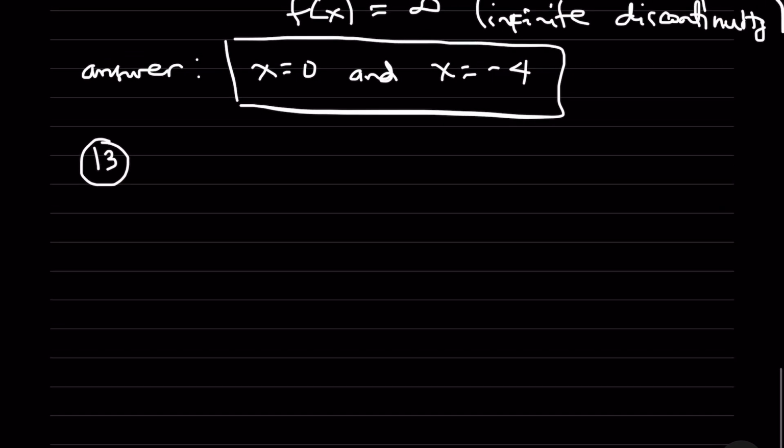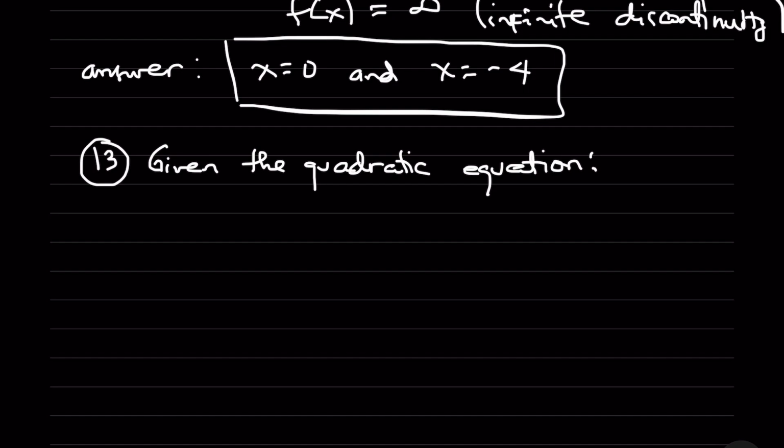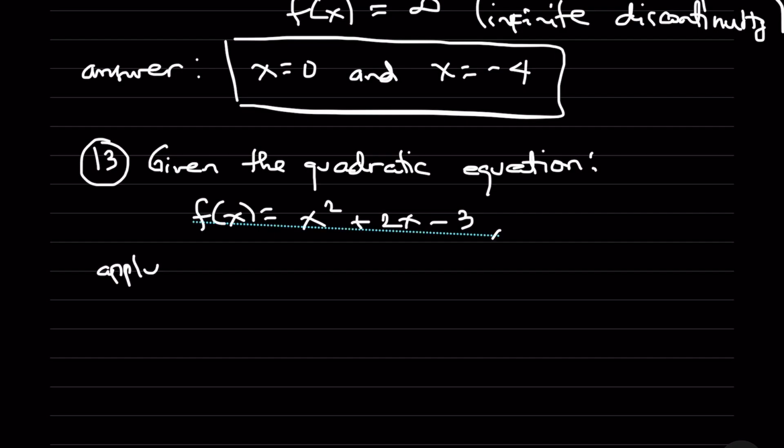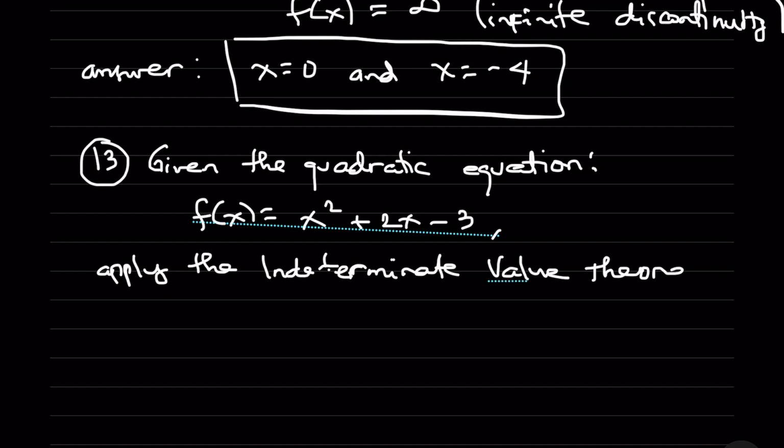Next, number 13. Given the quadratic equation, remember that in a quadratic equation, the highest exponent of x is 2. So f of x equal to x squared plus 2x minus 3. Apply the intermediate value theorem, or IVT.